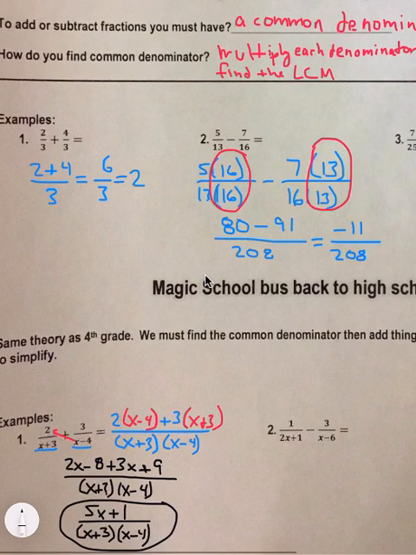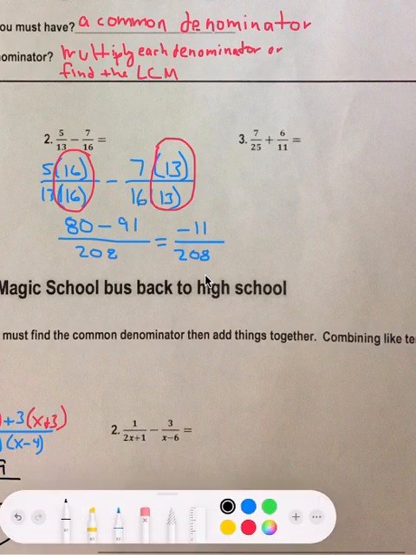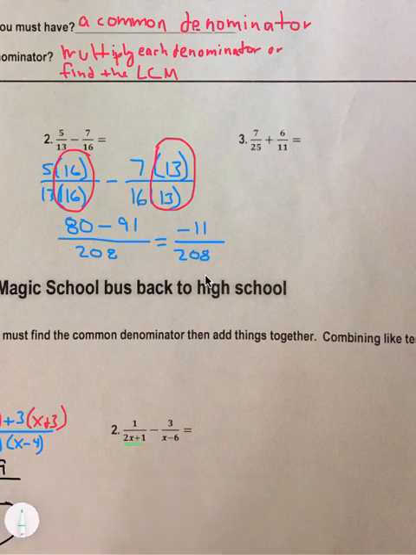So take a look at it. We multiplied each numerator by the denominator that it was missing to come up with our common denominator. So for number 2, it's going to be very similar. If we think about 2x plus 1 and x minus 6 in the denominators, they aren't the same, they don't factor out at all. So that is going to be our common denominator.